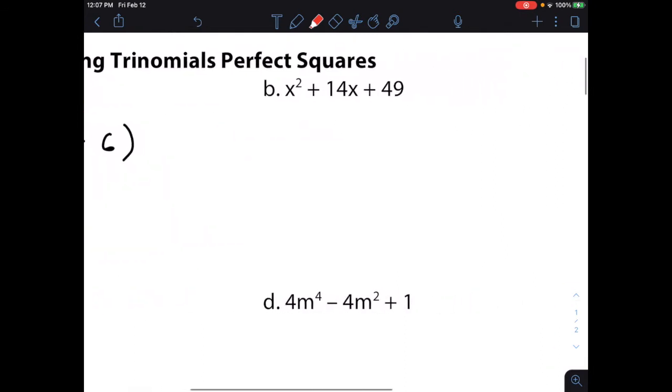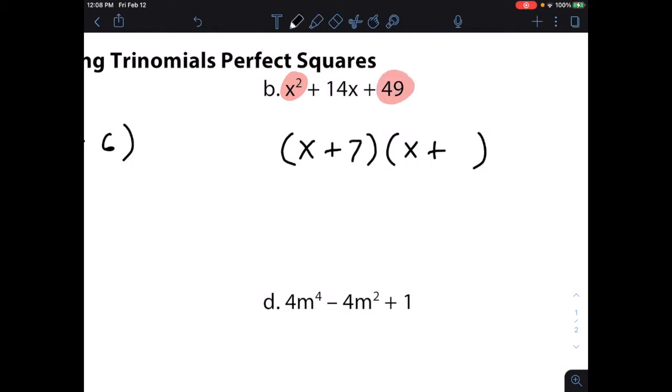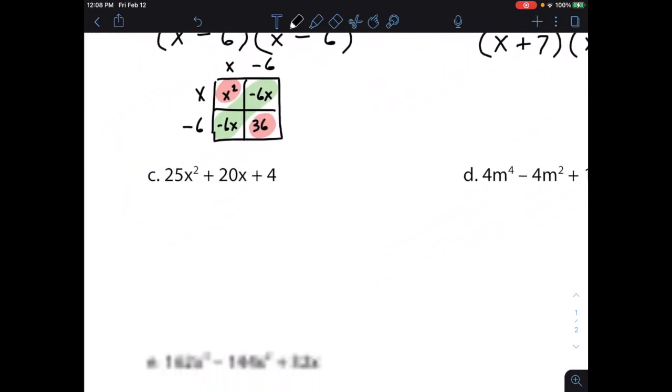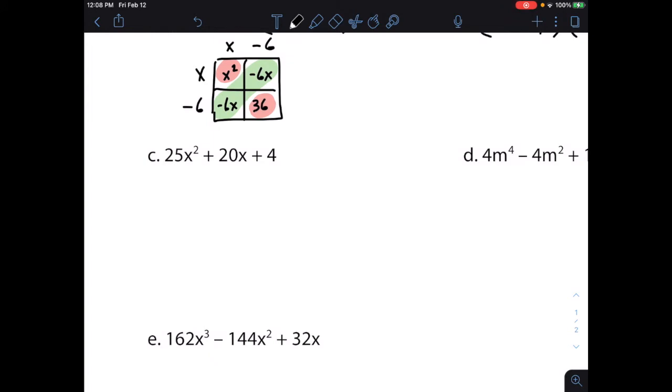If we look at the next one, this one's a little bit nicer because it's all positive. So that tells us for sure that our binomial is going to have plus signs in it. We notice that we have a perfect square in the beginning, that's x squared. So that means I can write x's here. And then I have a perfect square at the end, that is 49. I can write 7's here because 7 times 7 is 49. And then I just have to verify that 7 plus 7 is 14. So yes, it is. So I know that that is the correct answer. Okay, so let's keep rolling. We'll do a few more, and then we'll talk about rules that we can apply.